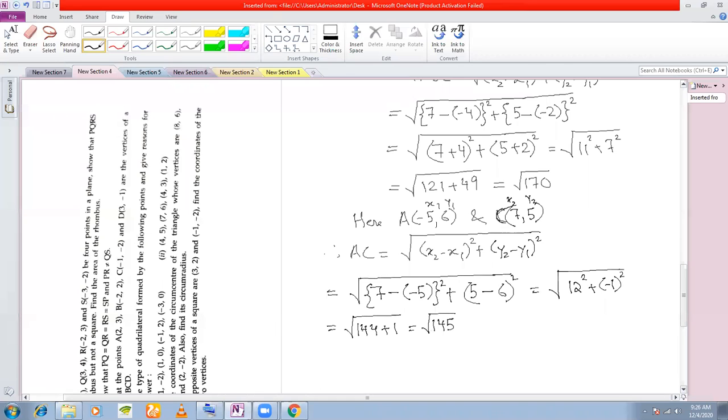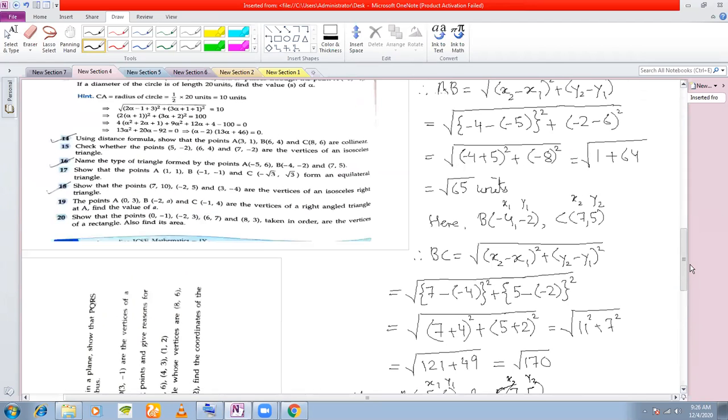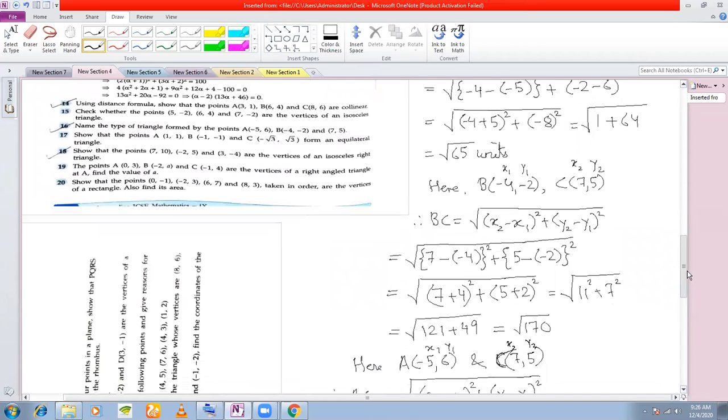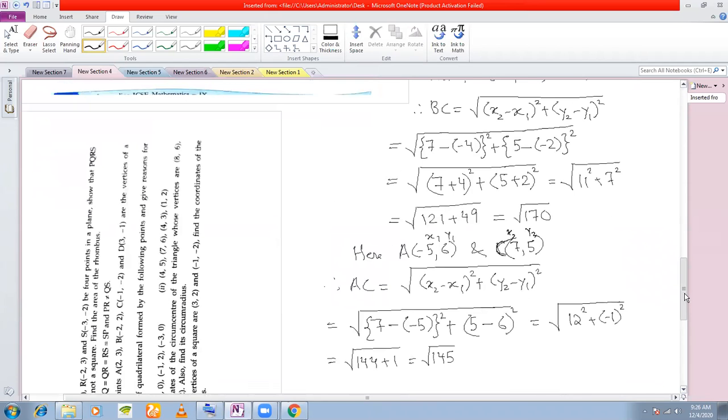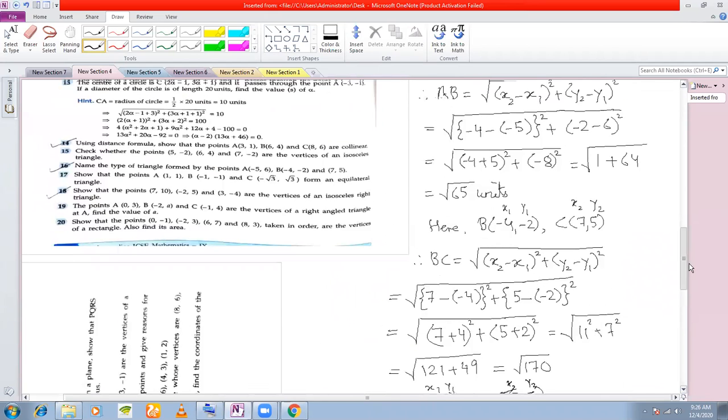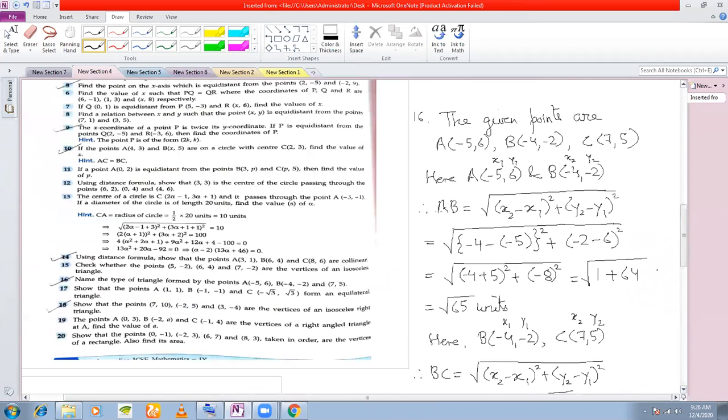And can 145 be prime factorized? 145, it seems, cannot be prime factorized. Okay, so therefore, yes, so what kind of a triangle is it? Scalene. It is a scalene triangle.